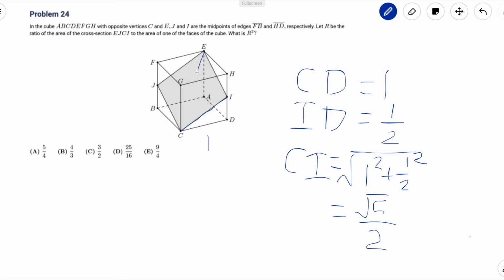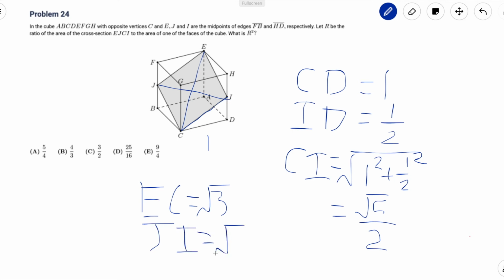So let's calculate the lengths of the diagonals. EC is just the space diagonal of the cube, so EC is root 3. Now JI. JI is just a diagonal of a square, so JI is equal to root 2.